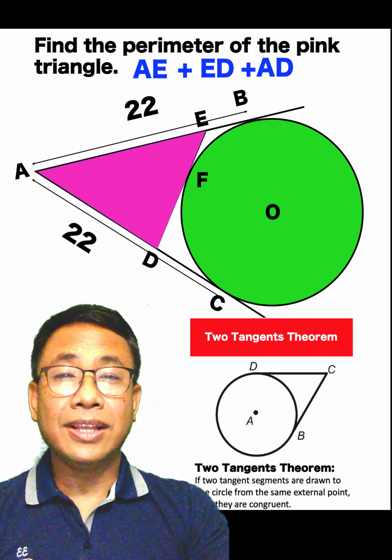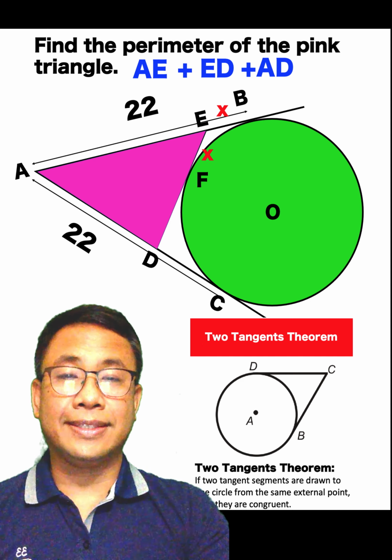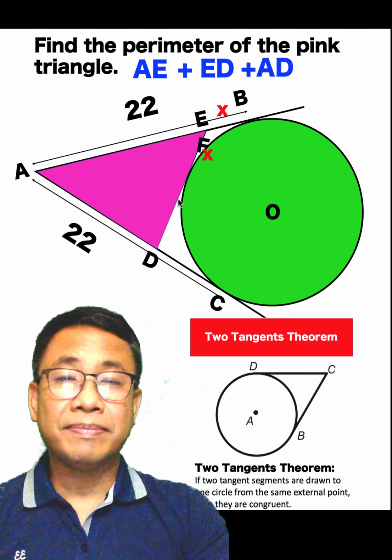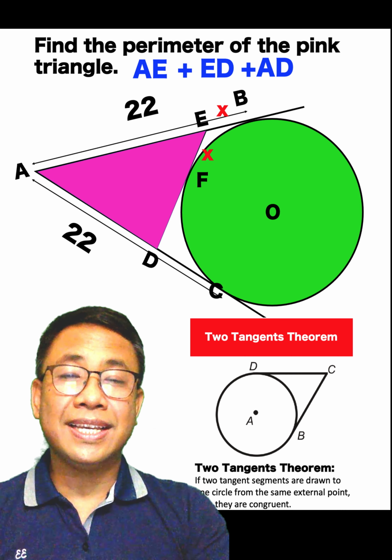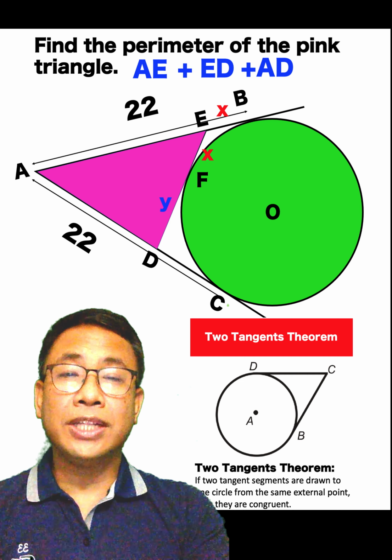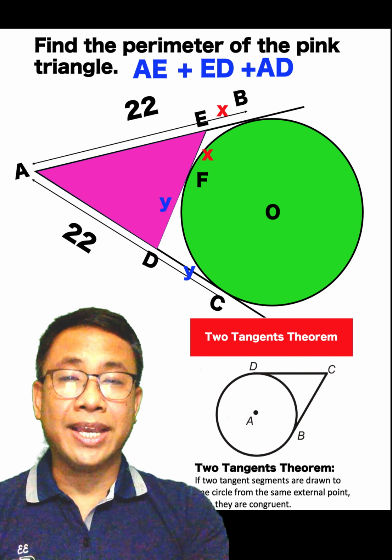Let's call segment EB to be X, then segment EF is also equal to X. Using the same reasoning, we can show that segment DF and segment DC are also congruent, and if we let segment DF be equal to Y, then segment DC is also equal to Y units.